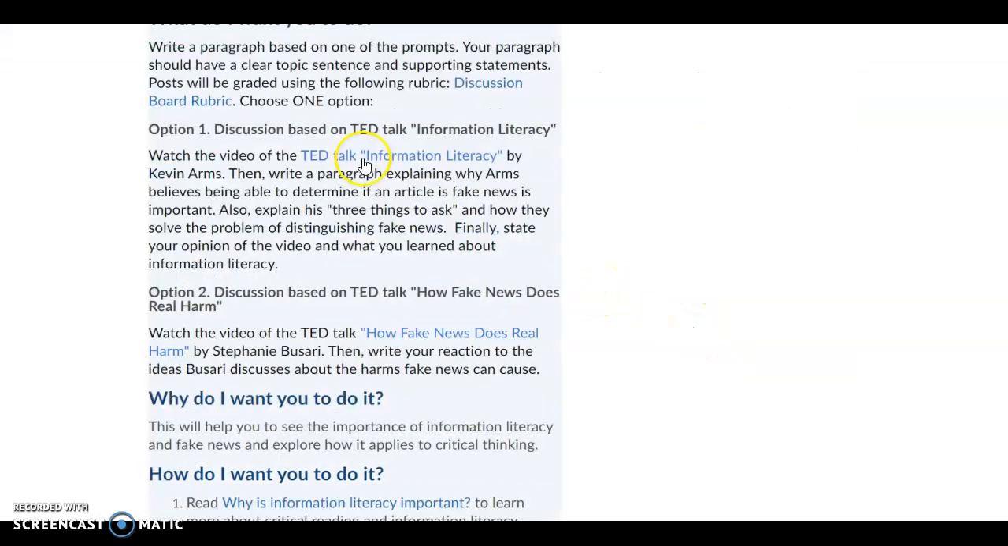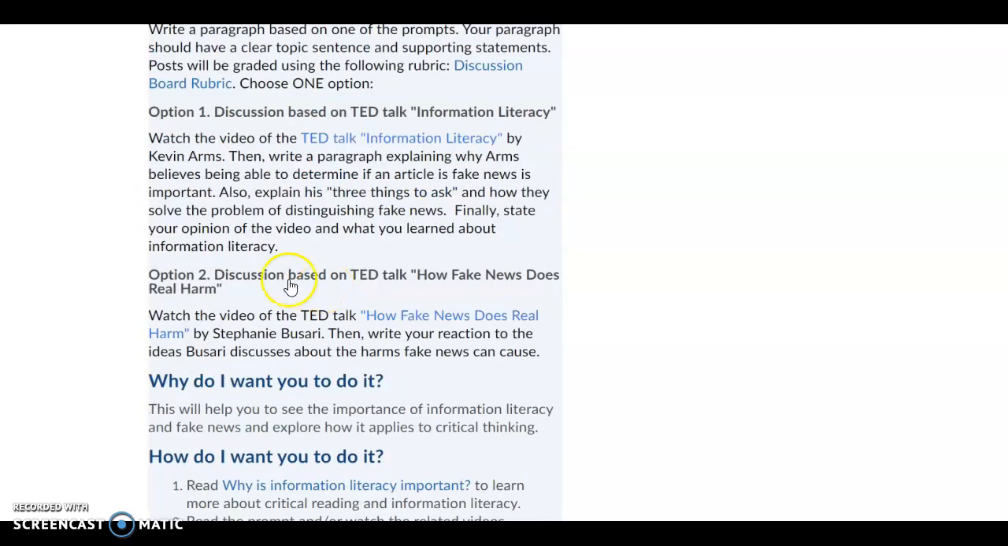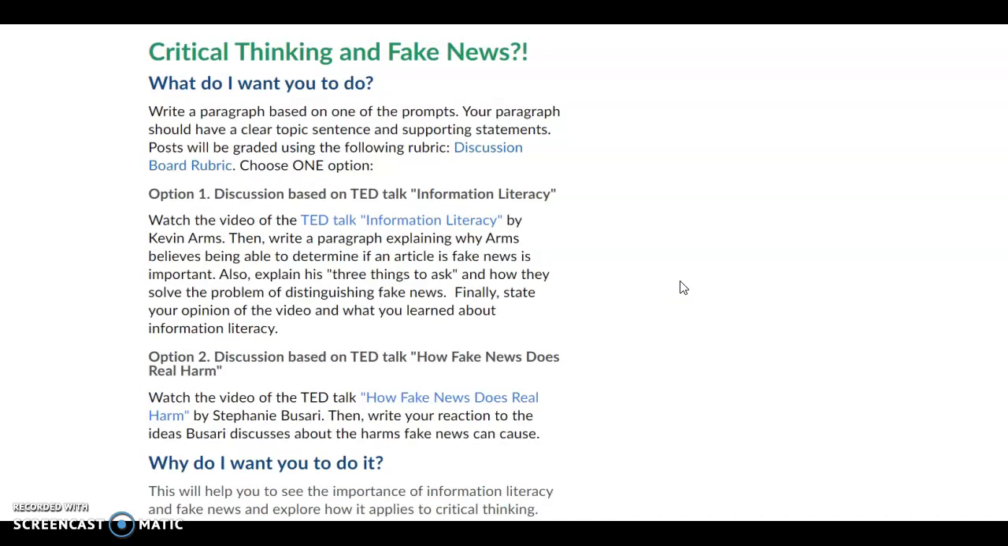I want you to choose one option. There are two options here. Pick one and follow the prompt. You can see that you're supposed to write a paragraph based on one of the prompts. It needs to have a clear topic sentence as well as supporting statements, and it needs to go over the questions that are asked. So I'm going to break this down for you as a good critical thinker.